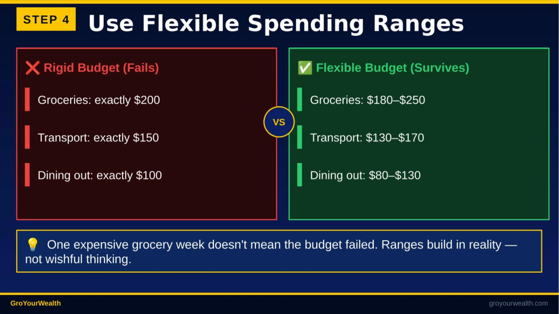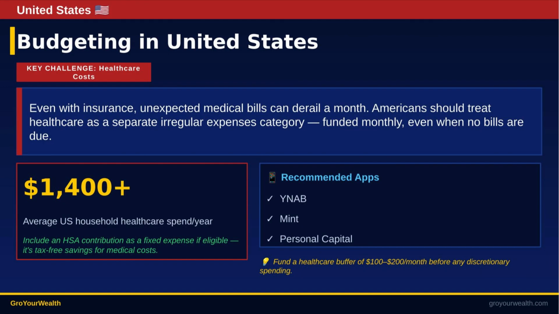Step 4. Use flexible categories for variable spending. Instead of a rigid $200 grocery line, give yourself a range, say $180 to $250. This way, one expensive week does not make you feel like the budget has failed. You are building in reality, not pretending life is predictable. Now let us look at how this works across our 5 countries.